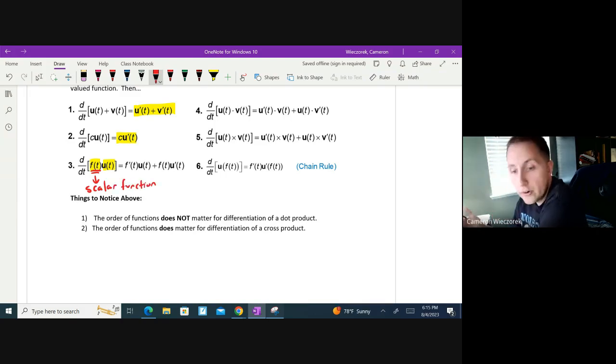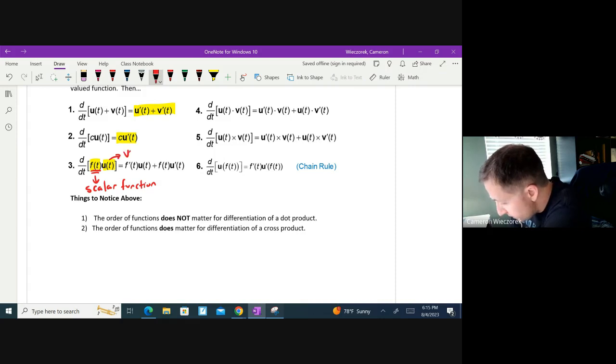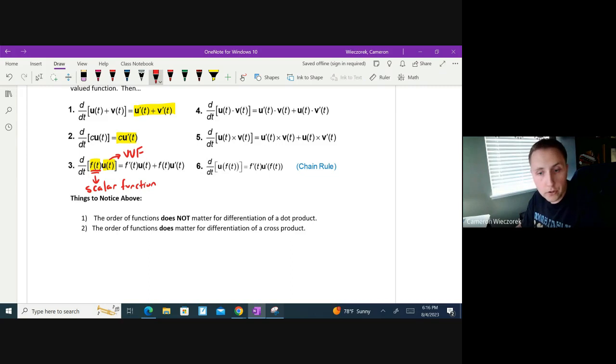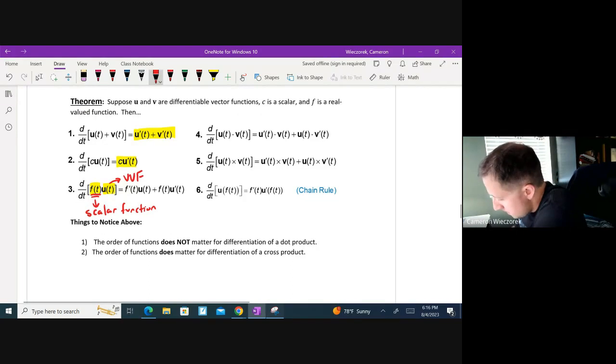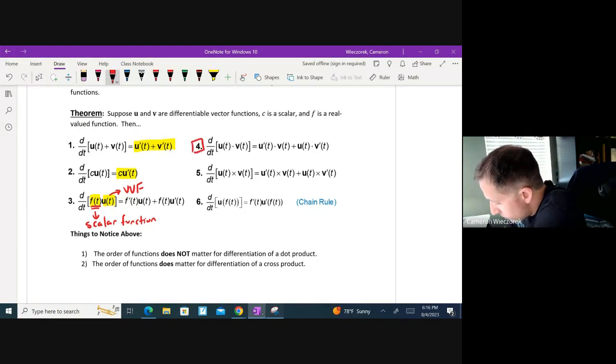So maybe it's like t squared. And u of t is a vector valued function. So that would have either 2 or 3 components, depending on whether you're working in R2 or R3. Okay, 4 and 5 are probably the ones you're going to have to study the most.